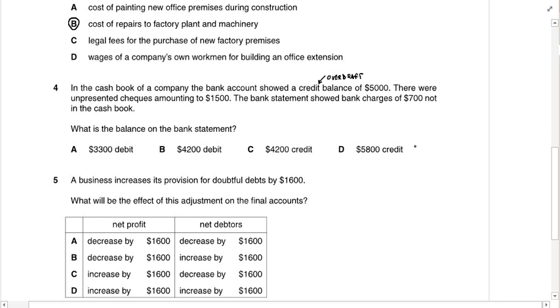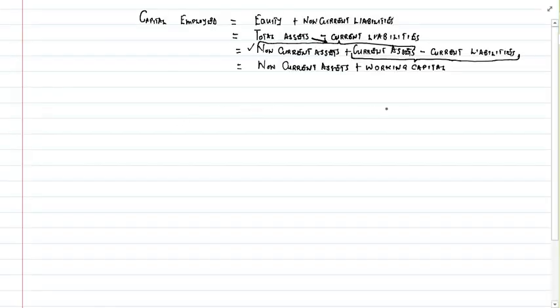So we know the procedure for doing bank reconciliations. We start by updating our cash book. After updating the cash book, then we do the reconciliation. So I'll go to my working area and do that. I'll start with an updated cash book.